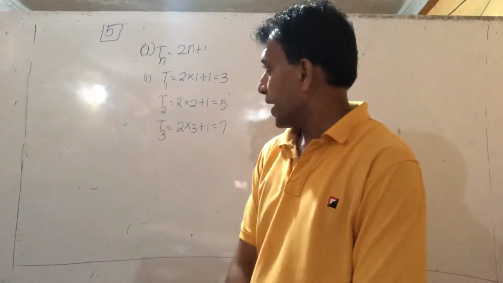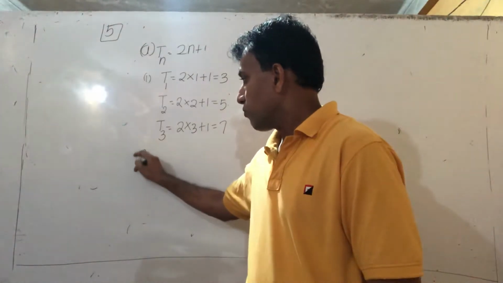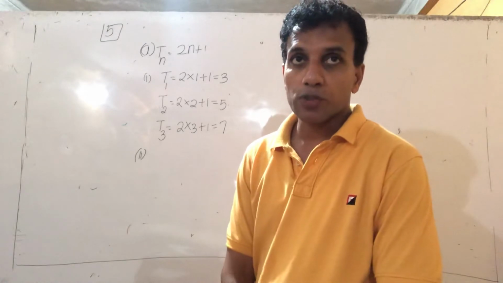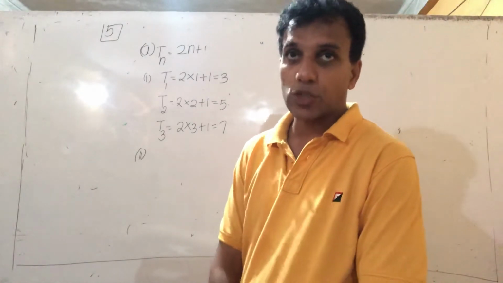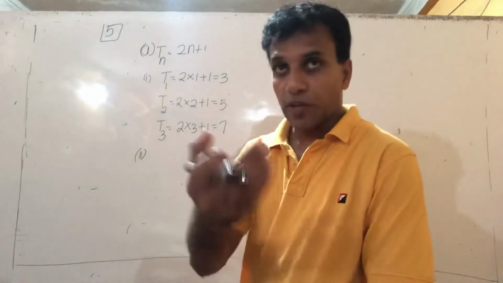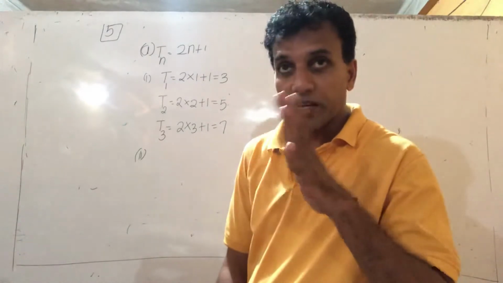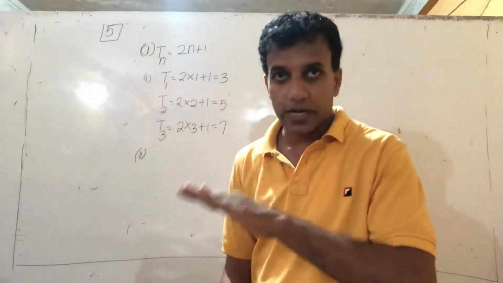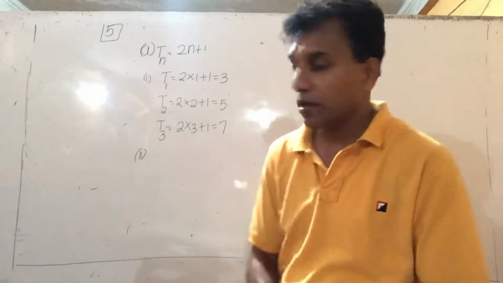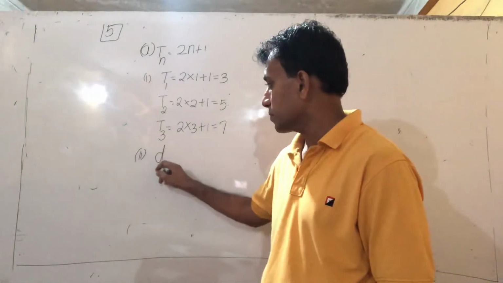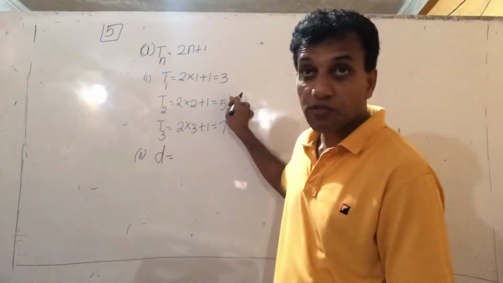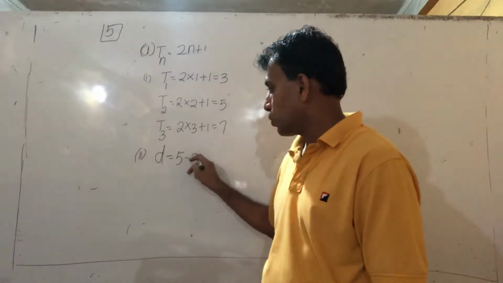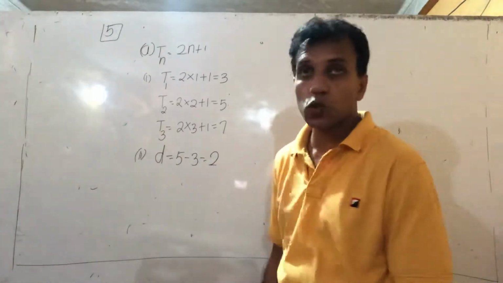Next, the second part: find the common difference, the d value. If you have followed this YouTube channel and this video series for grade 10 regularly, you know how to find the common difference, the successive difference: the second term subtract the first term, or the third term subtract the second term. Therefore d equals 7 minus 5 or 5 minus 3. The successive difference, called the common difference, is 2.